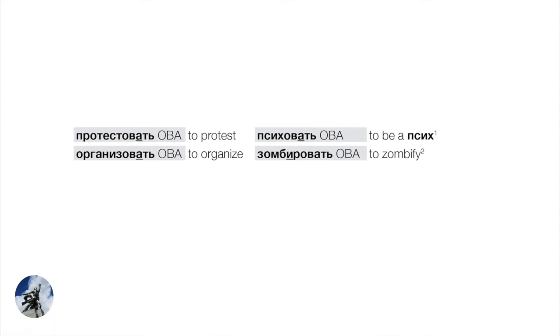Again, we can see that it's an ova verb simply by looking at the infinitive. We can guess its meaning in all likelihood, or at least get some idea of what it means, in this case, to protest. Okay, to conjugate, ova becomes u, and that's all there is to it. Протестую, протестуешь, протестует, протестуем, протестуете, протестуют.